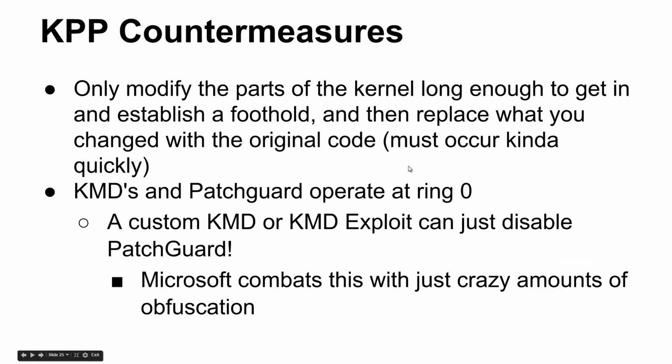So the problem with this approach is there are two ways to get around it. Since it's a periodic check, if what you need to do in kernel space is really quick, you just drop in, do it, and then you restore the call table that you hooked or whatever you patched, to whatever was the original code, and the integrity check would then pass. Alternatively, kernel mode drivers and PatchGuard as well operate at ring 0, so any rootkit can just step in and tell PatchGuard, hey, I'm ring 0 also, why don't you just stop, okay? And it will comply.